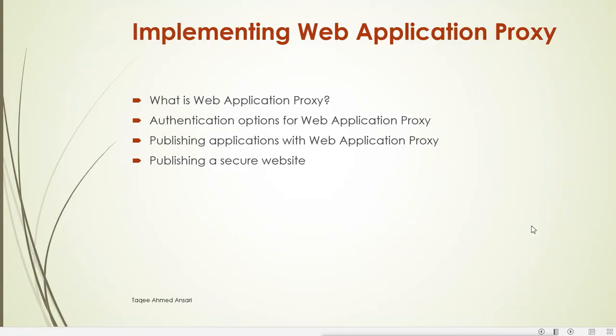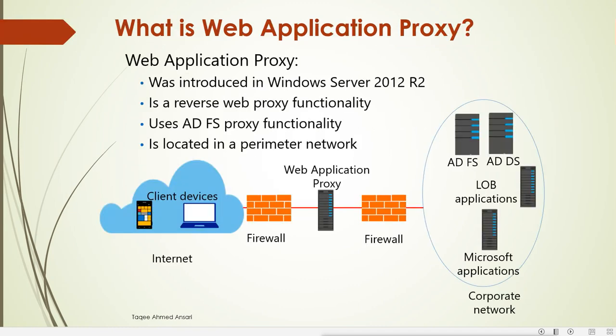Now, implementing Web Application Proxy. First, what is this? What is Web Application Proxy? That means whatever web application or website we have, it can act as a proxy for it. It was introduced in Windows Server 2012 R2 and is a reverse web proxy functionality, and it uses ADFS proxy functionality. It is located in a perimeter network.